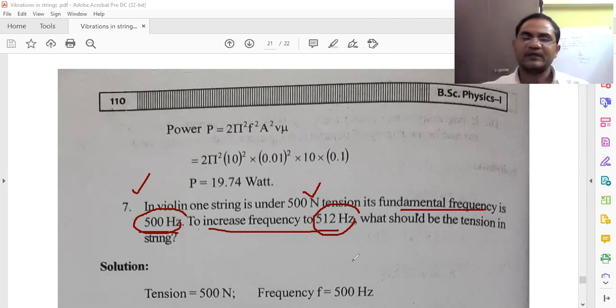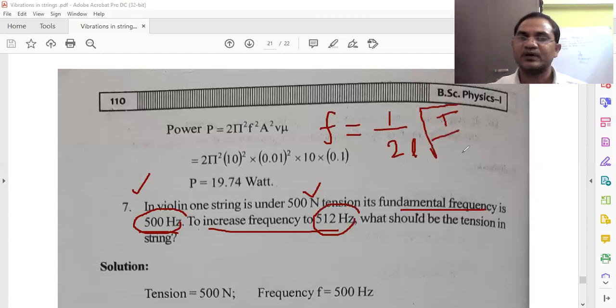What is the tension law? We have three laws in the case of vibrating strings. First tell me the fundamental frequency formula. F is equal to 1 by 2L under root T by mu. When T and mu are constant, F is inversely proportional to L. This is the law of length. When length and mu are constant, F is directly proportional to root T. This is the law of tension. When L and T are constant, then frequency is inversely proportional to root mu. This is the law of linear density.